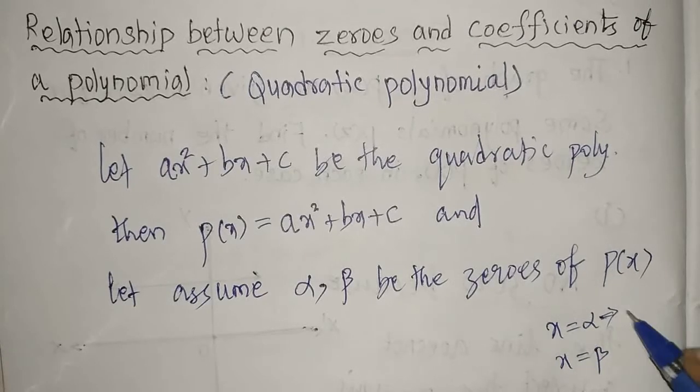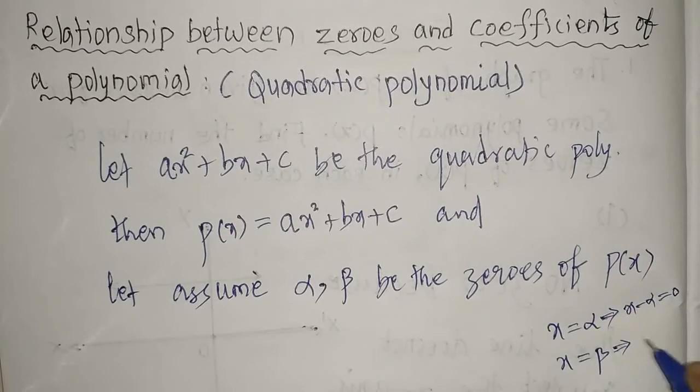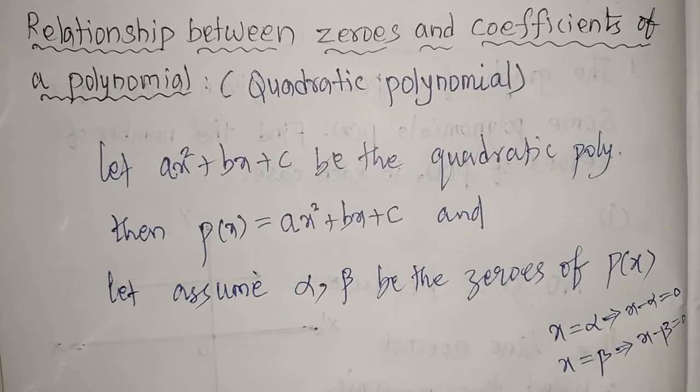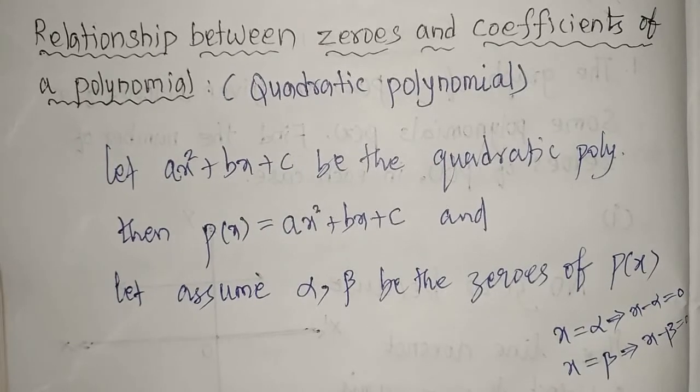Now this plus alpha goes to the opposite side. Now what will you get? x minus alpha equal to 0. Like this also, this beta goes to the opposite side. Now x minus beta equal to 0. Now if you take the product of these together, that is what I'm going to do.